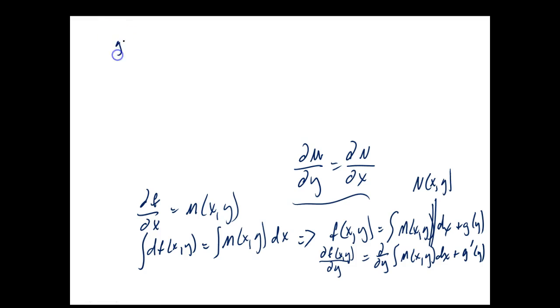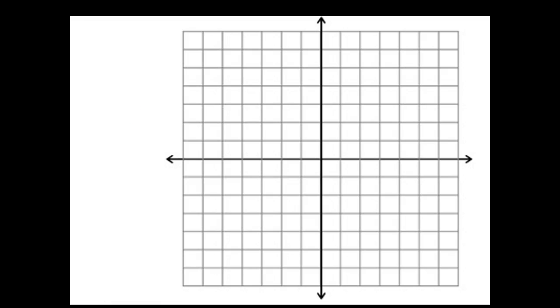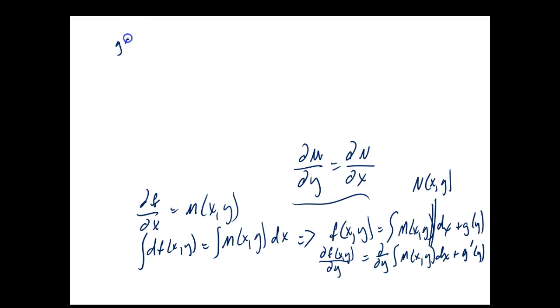So your G prime and G, I guess so. G prime of y equal to n of xy minus partial with respect to y of the integral of m of xy dx. Okay. All right.